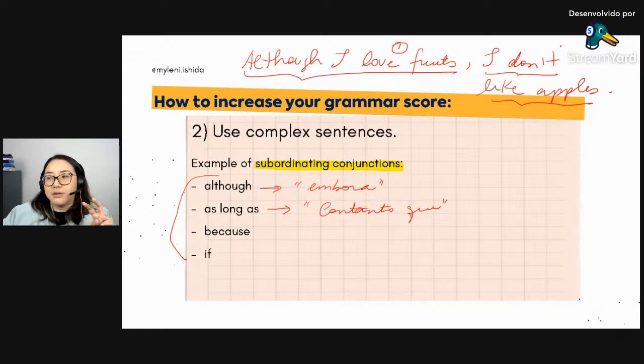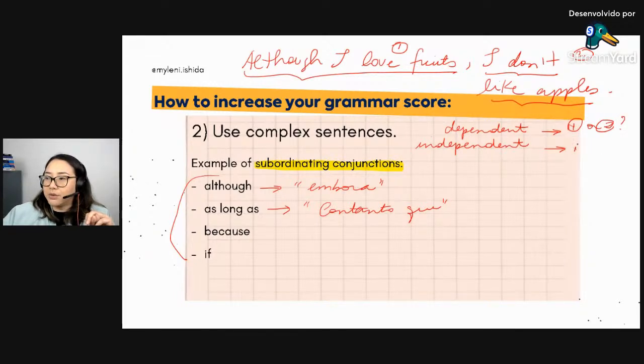Although I love fruits, clause number 1. I don't like apples, clause number 2. I have a question for you. Which one is independent and which one is dependent in this example? Which number is the dependent clause? 1 or 2? Which one is the independent? 1 or 2? Tell me in the comments, please. I need to know if you understood this part, okay?